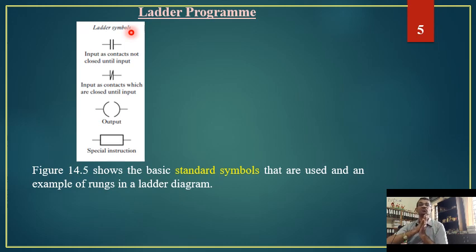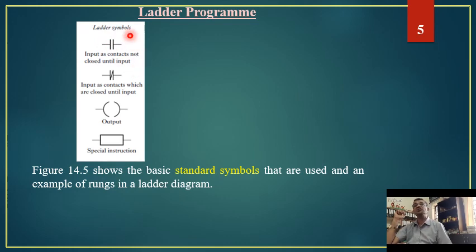Then there could also be a switch which under normal situation remains closed. That is called NC, or normally closed. A normally closed switch is represented as the second figure: a capacitor kind of thing, two parallel plates, but these two parallel plates are connected by a slant line. So that is a normally closed type of input, right? Whereas this one is normally open type of input.